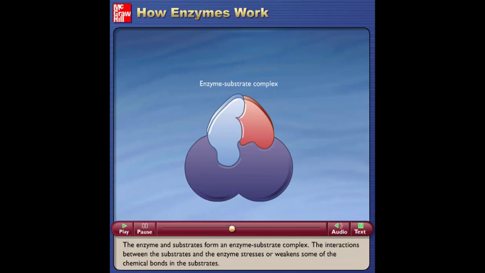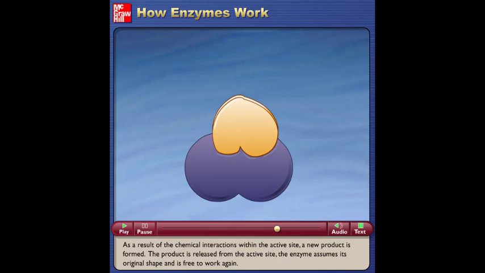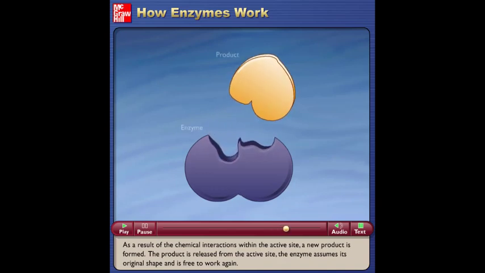The interactions between the substrates and the enzyme stress or weaken some of the chemical bonds in the substrates. These stresses encourage a link between the two substrates, leading to the formation of a different molecule. As a result of the chemical interactions within the active site, a new product is formed. The product is released from the active site. The enzyme assumes its original shape and is free to work again.